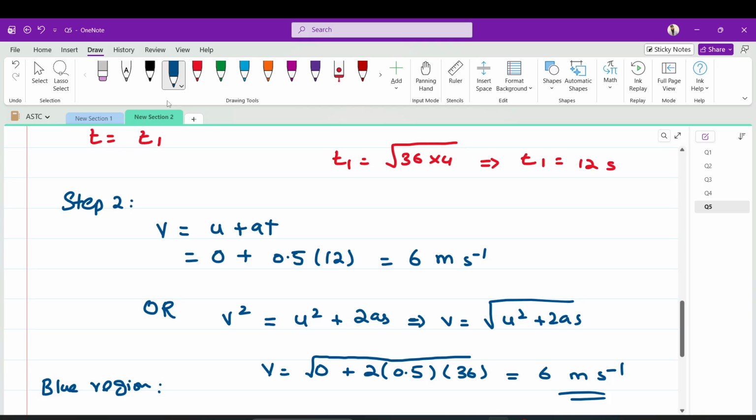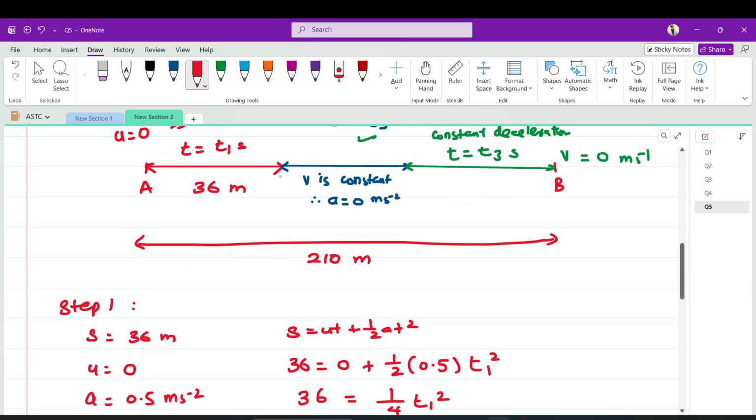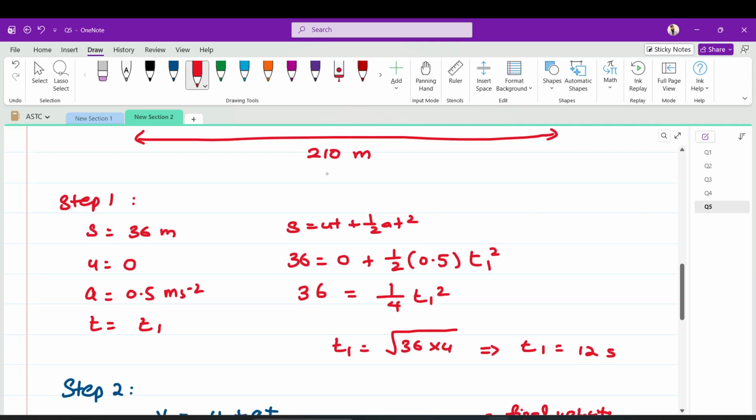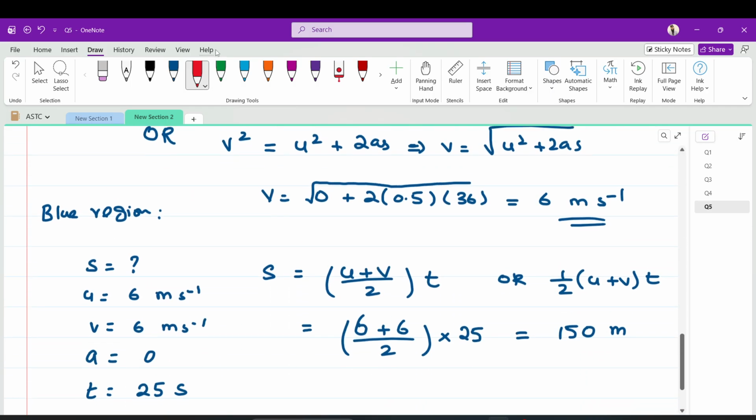So this is the velocity. You can say the final velocity of the red region, which was this one. And that final velocity is actually the same velocity throughout the blue region as well. Okay, all right. So that was our step number 2. Now we can move to step number 3. Step number 3 was the deceleration part.